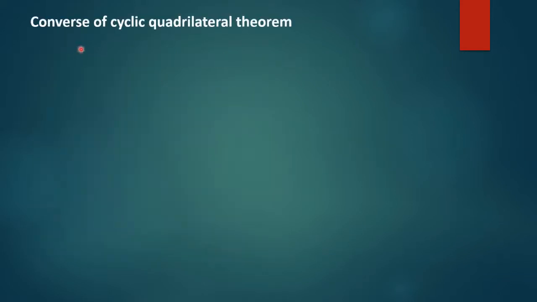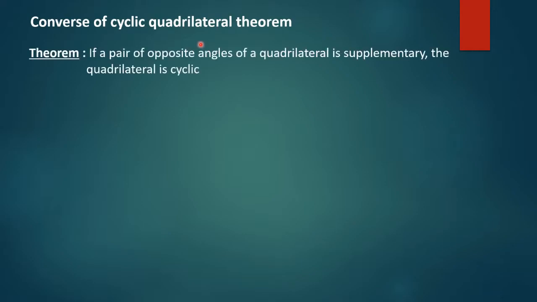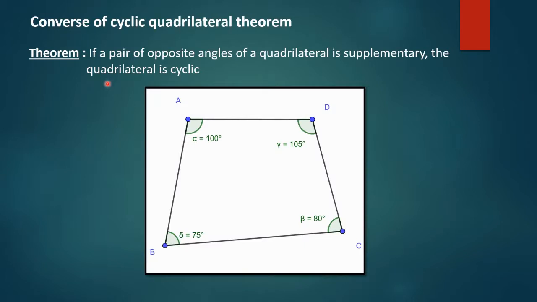Next is the converse of the cyclic quadrilateral theorem. The converse states that if a pair of opposite angles of a quadrilateral is supplementary, then the quadrilateral is cyclic. So the cyclic quadrilateral theorem says that the opposite angles are supplementary, and the converse says that if a pair of opposite angles of a quadrilateral is supplementary, then that quadrilateral is cyclic. So in this case, you can see the quadrilateral A, B, C, D, and the angles are given.